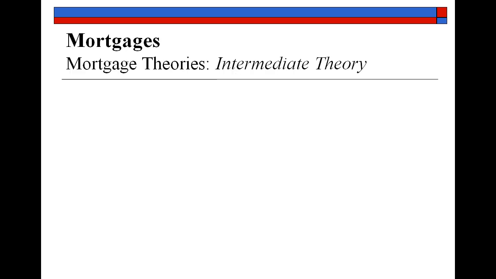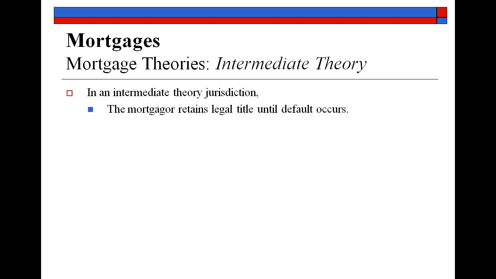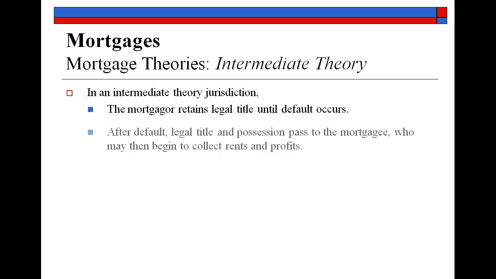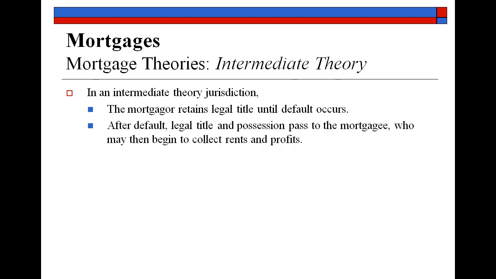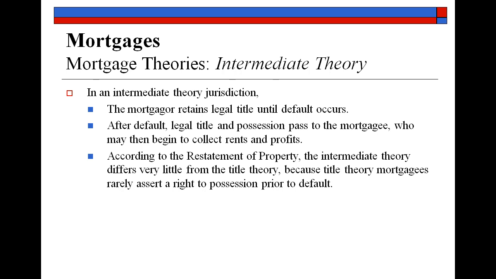The third theory, the one we did not discuss first semester, is the intermediate theory. In this particular type of jurisdiction, the mortgagor retains legal title until a default occurs, and on a default, legal title and possession pass to the mortgagee, who then can begin to collect rents and profits. However, the intermediate theory is not very different from the title theory, because in a title theory jurisdiction, the mortgagee rarely asserts the right to possess prior to a default, and only a few states adhere to the intermediate theory.